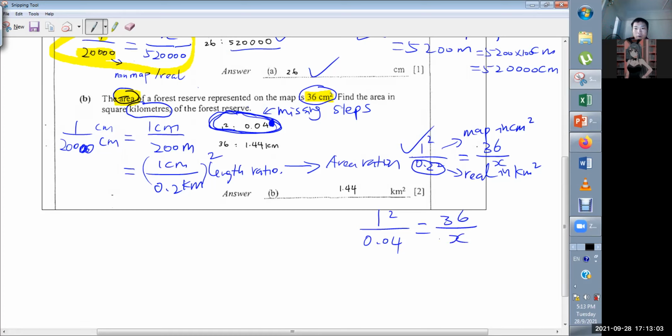Then you do the cross multiply. So x times 1 is x. 0.04 times 36. Then, can you help me out using your calculator?